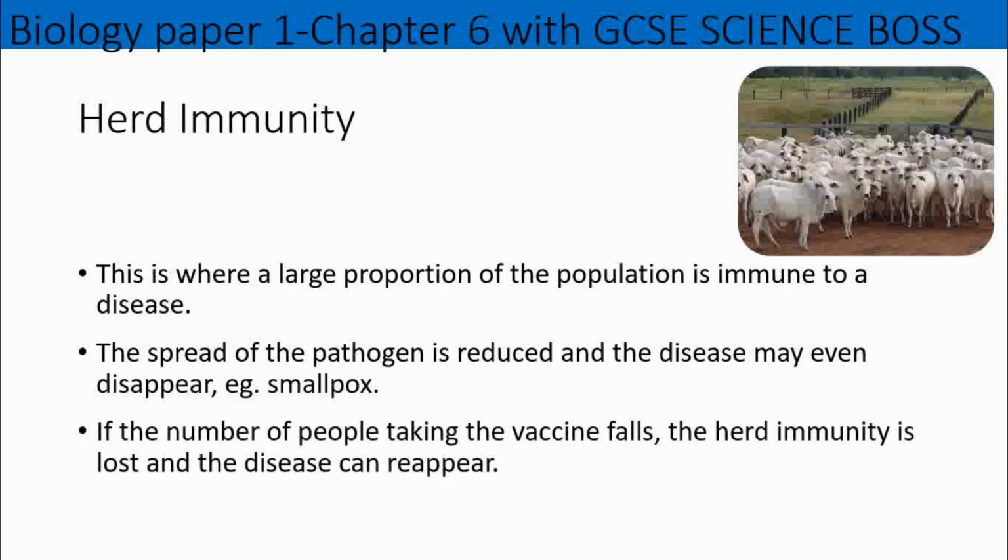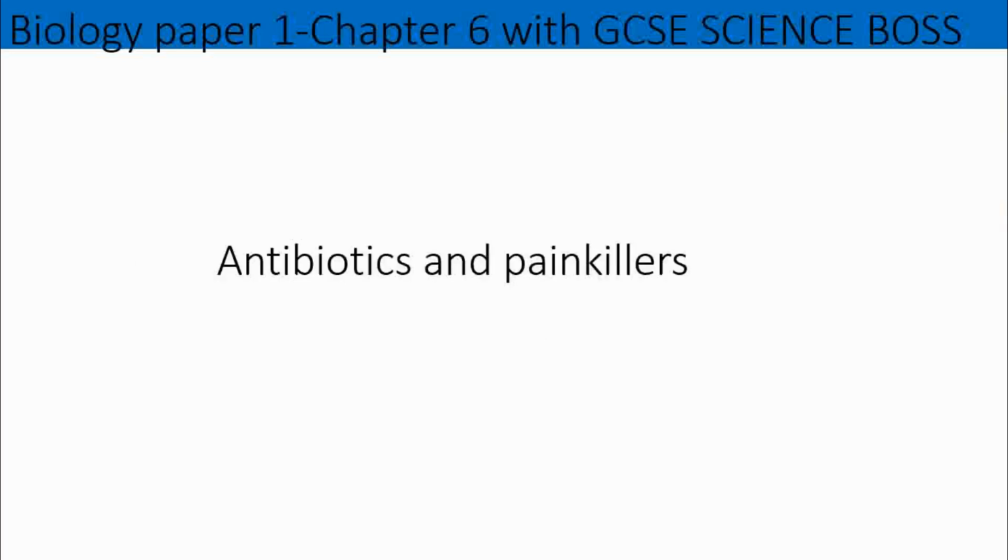However, if the number of people who are not taking the vaccine falls, then herd immunity is lost and the disease can reappear. For example, measles, which is happening now because people are not taking their measles vaccine, the herd immunity is lost and then we're seeing more cases of measles within that population. Okay, good.